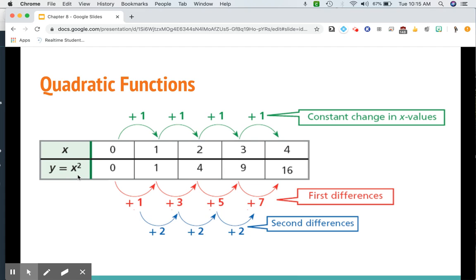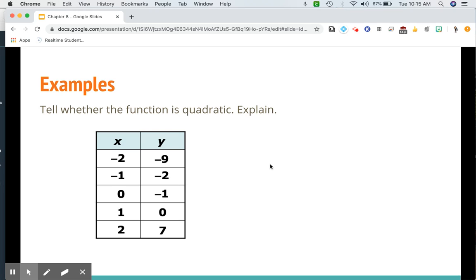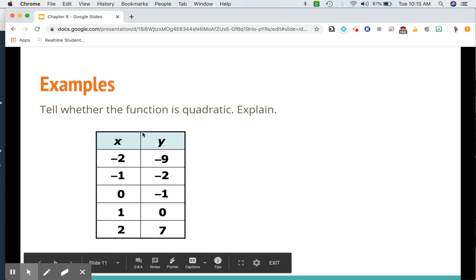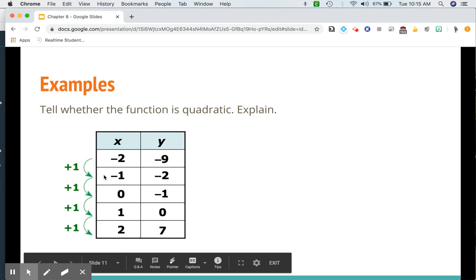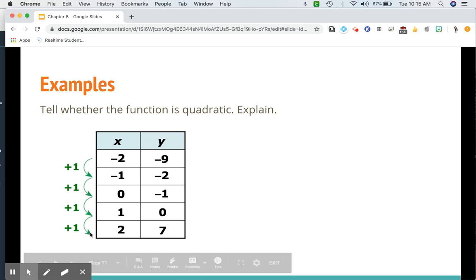So now we're going to look at some examples where the function is not given, it's just going to be a table, and we need to determine whether or not we have a quadratic function or not. So again, tell whether the function is quadratic and explain. So this is the table that we're given. And now first what we want to do is look at those x values to see if they're constant. So you're going from -2 to -1, -1 to 0, 0 to 1, 1 to 2. So you do have that constant addition of +1 for your x values.